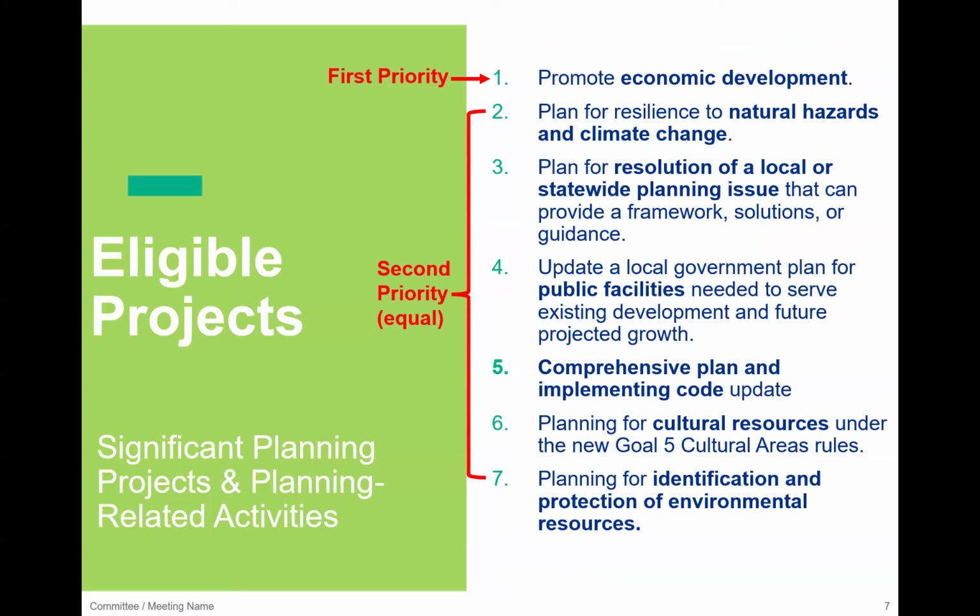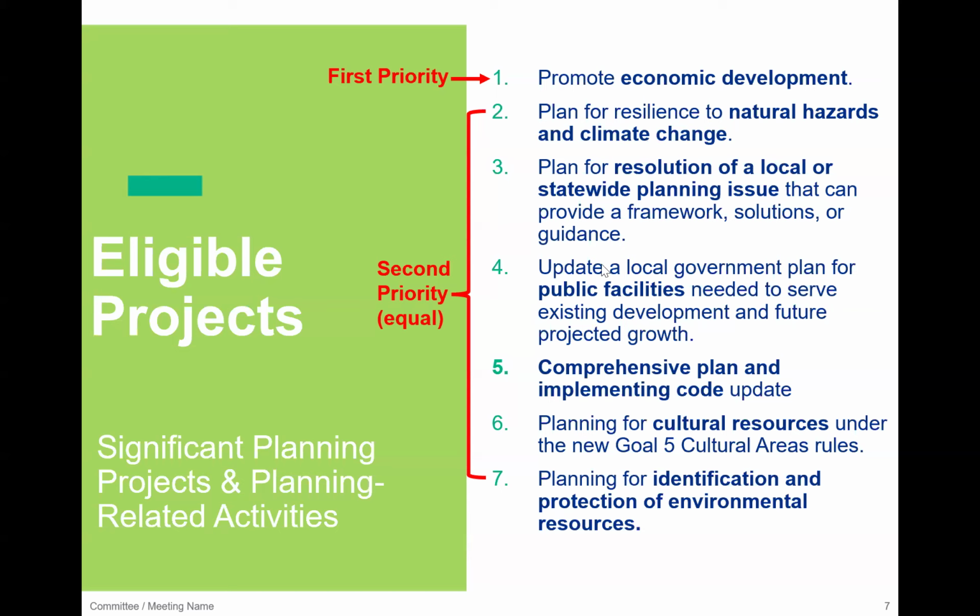So for eligible projects, you can find more detail on all of this information in the packet that we have on our website, which accompanies the application. The packet goes into a bit more detail on the eligible projects, and we will as well in this slideshow. But as far as priorities are concerned, first priority for our technical assistance planning grant funding goes to economic development.